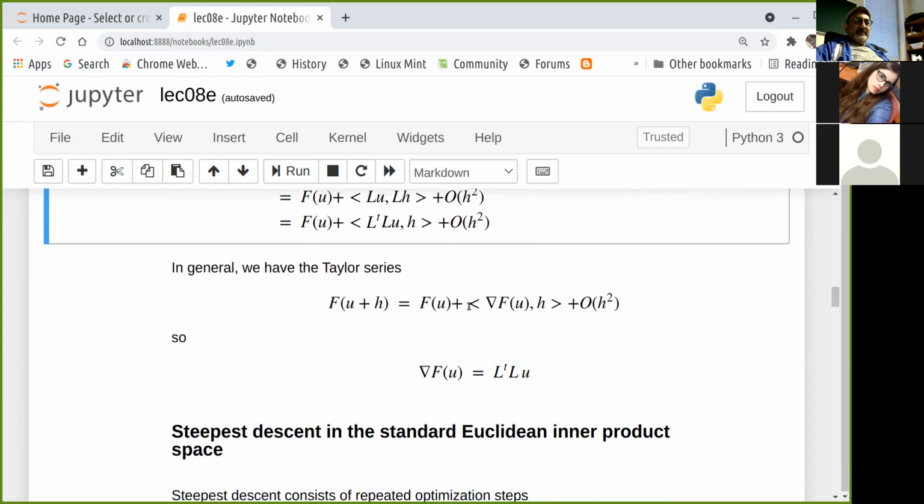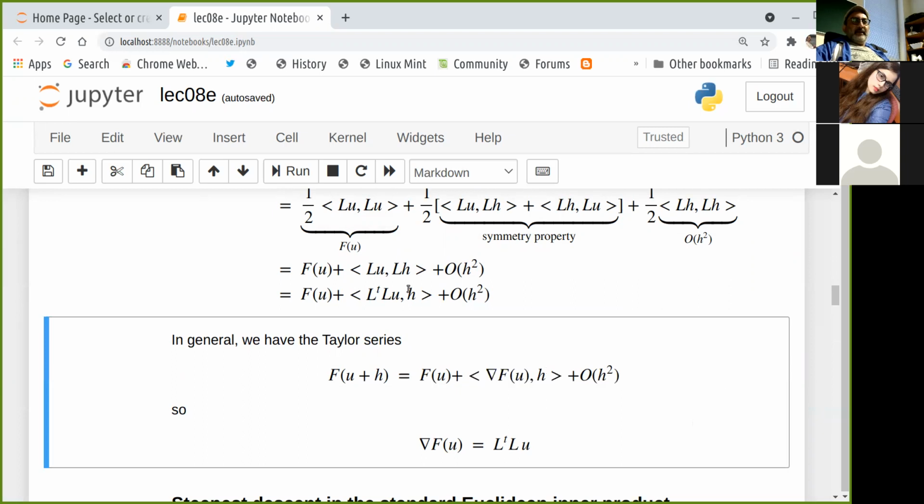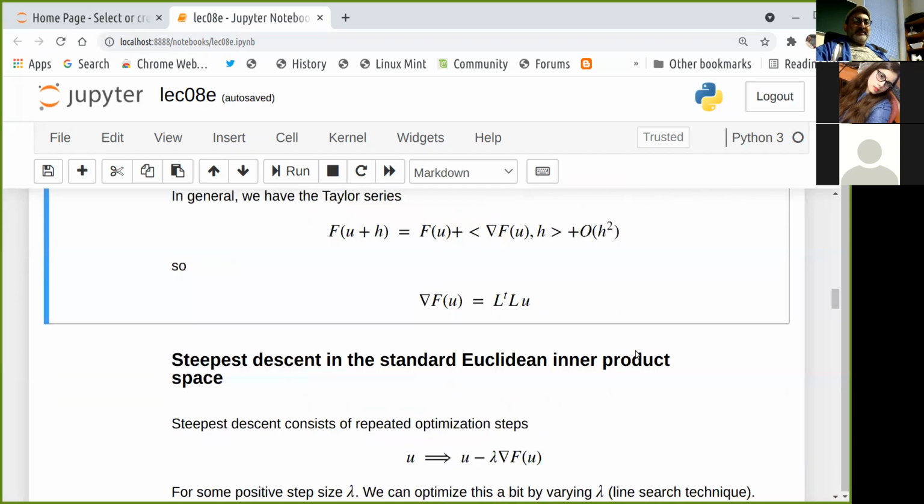f of u plus h equals f of u plus the inner product of what we call the gradient of f with h, plus terms of order h squared. So if we identify this part here with this part here, the thing which is the inner product with h, the thing on the left-hand side, that must be this gradient. So for this functional, the gradient in the standard inner product is L transpose L u. So now we can do steepest descent.